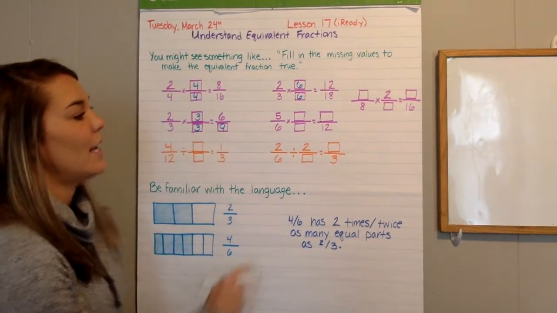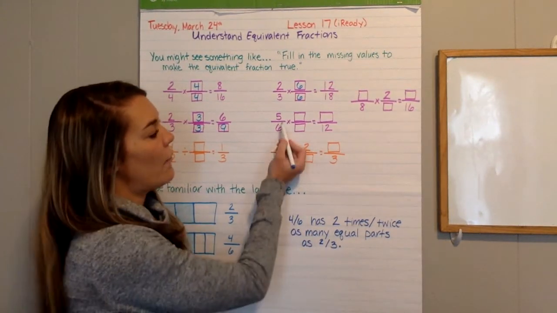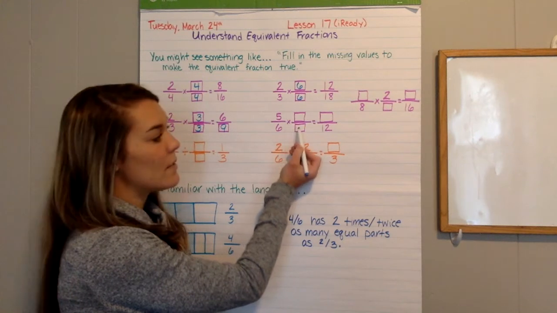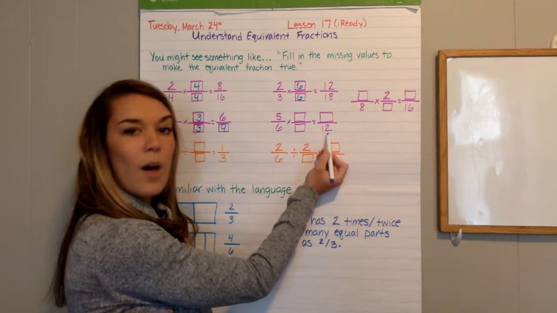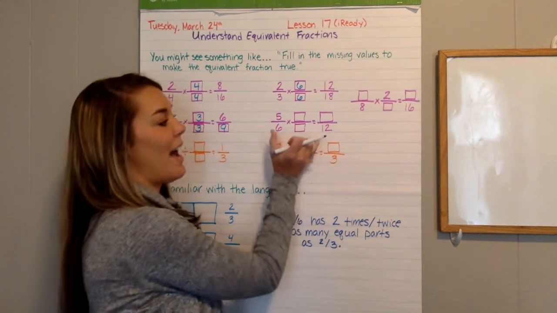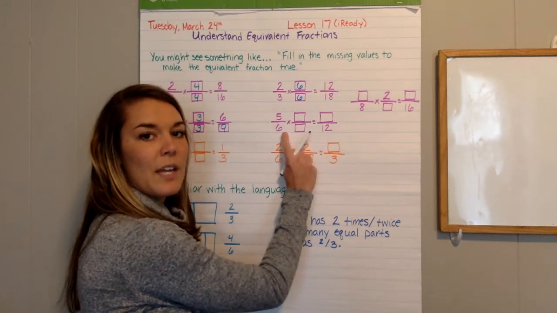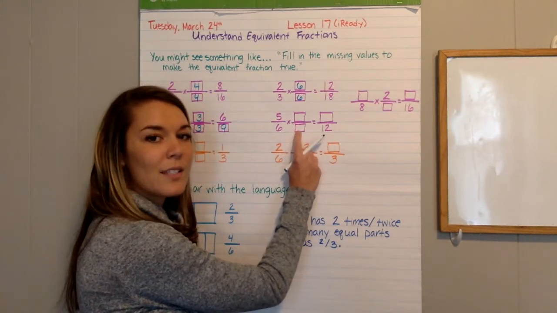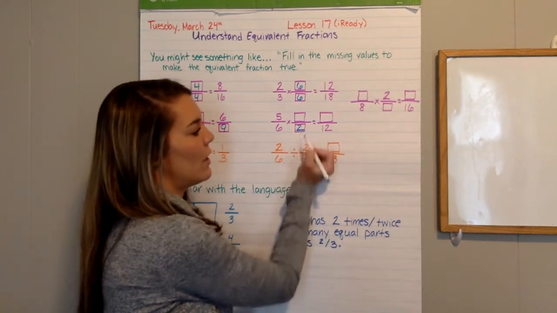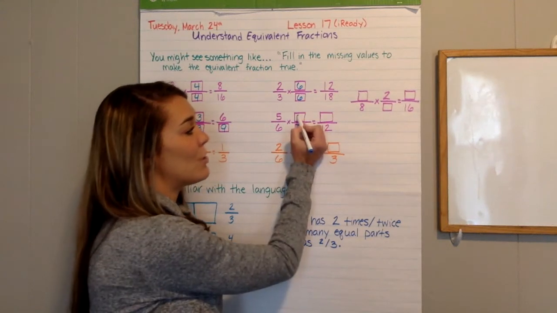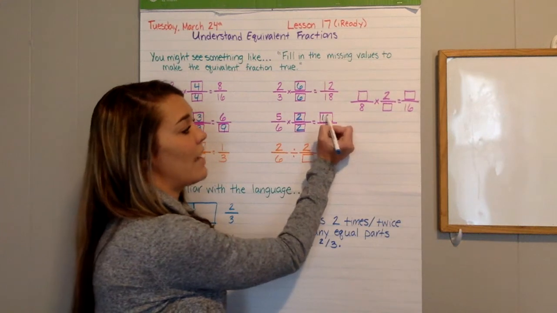Okay? Over here, I have another missing box. Let's see if we can solve that one. 5/6 times something equals something with a denominator of 12. Okay, so now I have these two parts, right? So I'm going to find what's missing here. 6 times what is 12? Oh, I know. 6 times 2 is 12. Okay, whatever I do to the bottom, I must do to the top. So now I have 5 times 2 is 10.